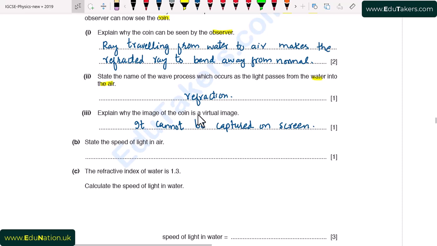Part B. State the speed of light in air. So the speed of light is 3 into 10 to the power 8 meter per second. I write here: speed of light is equal to 3 into 10 to the power 8 meter per second.